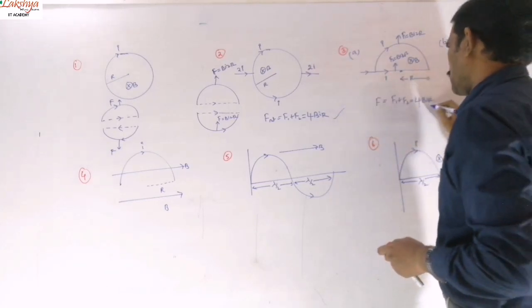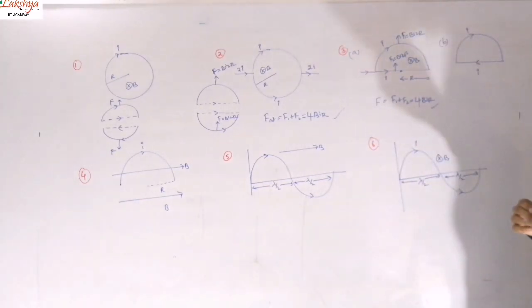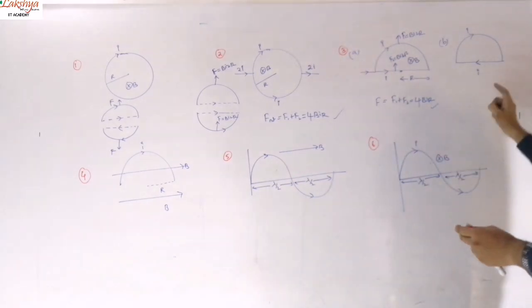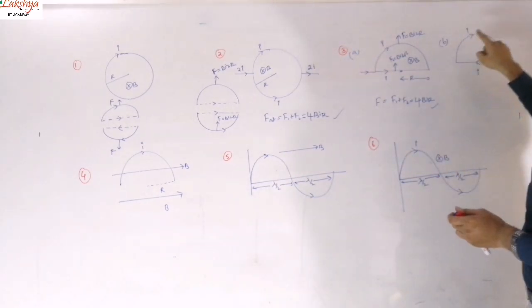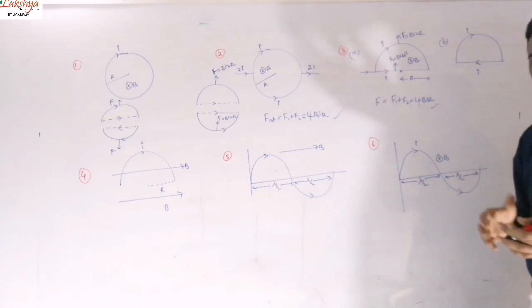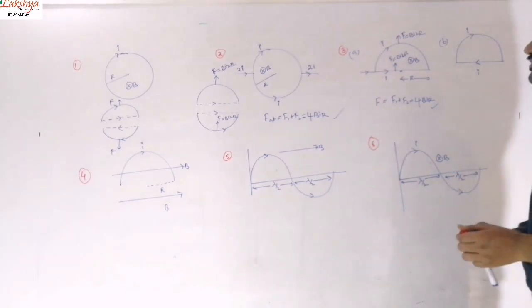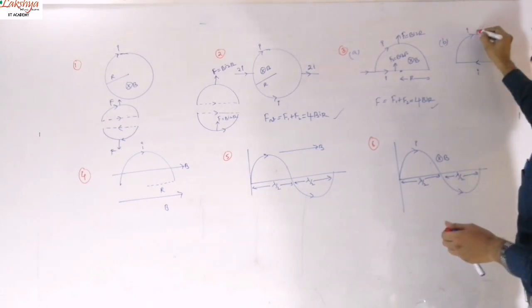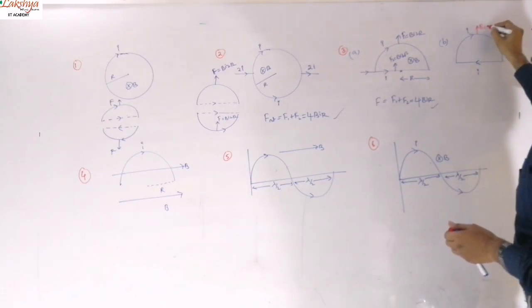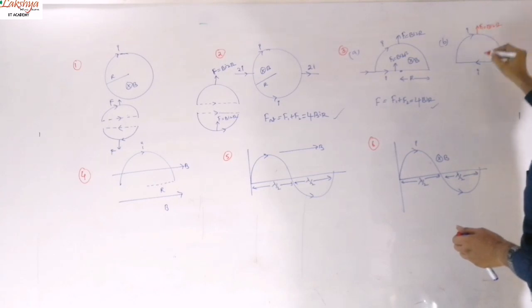So the force acting in these two cases will be the same. And next, if you are taking this one, here the current is flowing in the same sense and the loop is lying in the same plane, so automatically the force will be 0. The force acting on this semicircle will be F1, the same, Bi into 2R, along this direction.